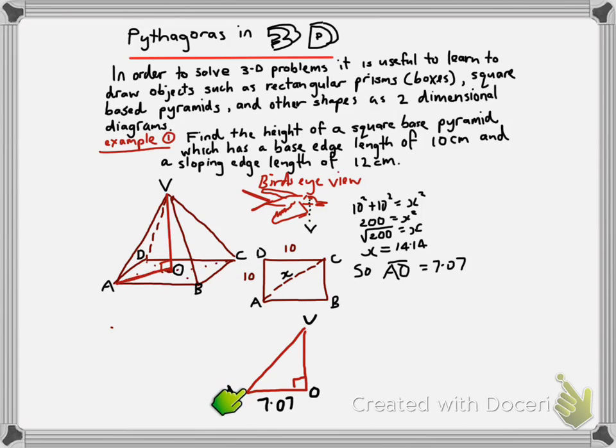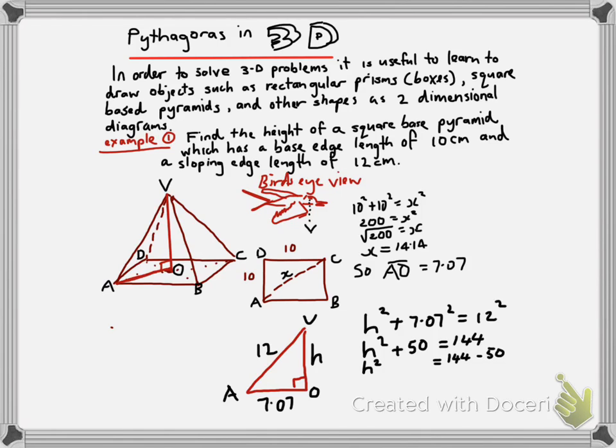And now you'll notice I've drawn a second triangle here. That triangle corresponds to this one here. So what else do we know in this diagram? Well, we do know that the sloping edge length is 12. So we mark that in, and the unknown value is the height. Now when we set up Pythagoras' theorem, notice again we have the 2 shorter sides together equaling the longest side, and then we square them all. So we get h squared plus 50 equals 144. Taking the 50 to the other side, we get h squared is 94, and we'll square root that to get 9.695 centimetres.